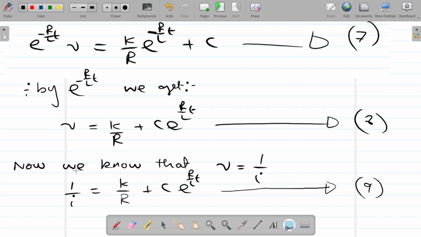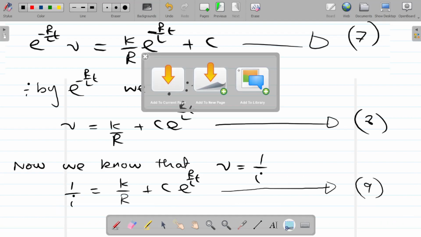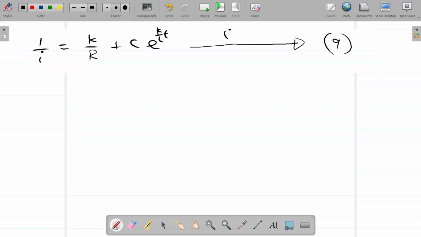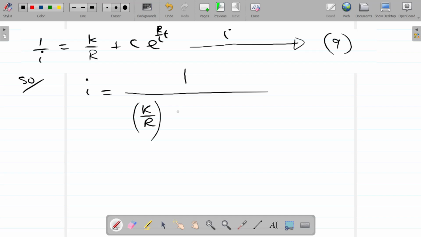Right, so it's quite simple. What we do next, add to new page. Right, so inverting both sides, in other words, multiplying both sides by I and dividing both sides by everything on the right-hand side, we then get I equals 1 over k over r, we'll put that in little brackets, plus c e to the r over L t. We'll call that equation 10.